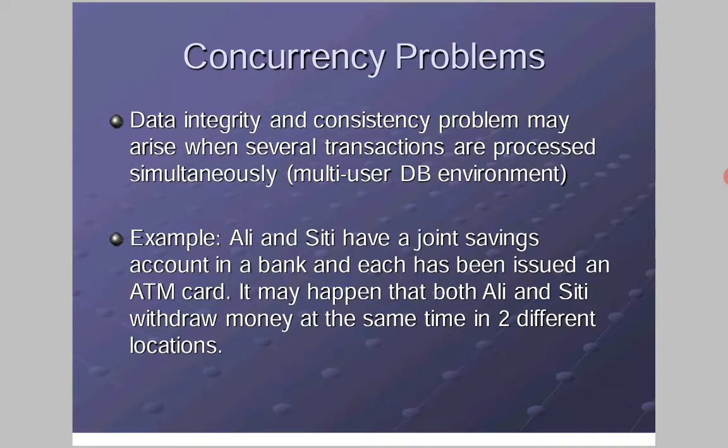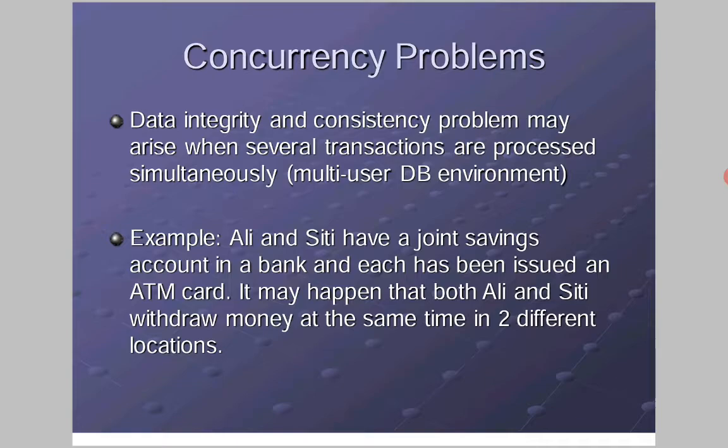So, what does concurrency problem mean? Data integrity and consistency problems may arise when several transactions are processed simultaneously in a multi-user database environment. Example: Ali and Siti have a joint savings account in a bank, and each has been issued an ATM card. It may happen that both withdraw money at the same time in two different locations.